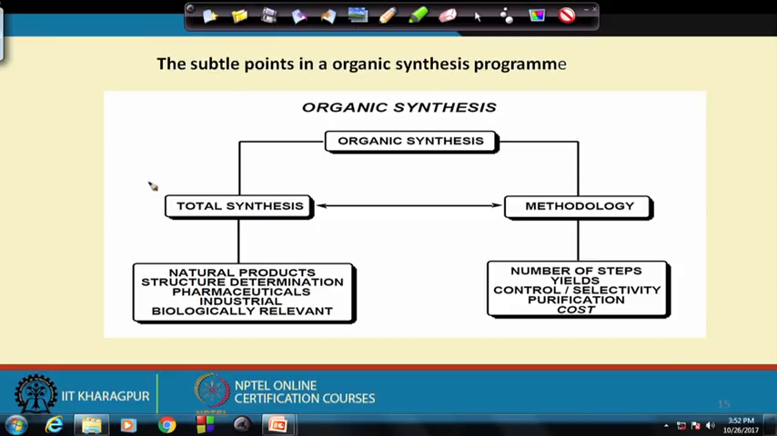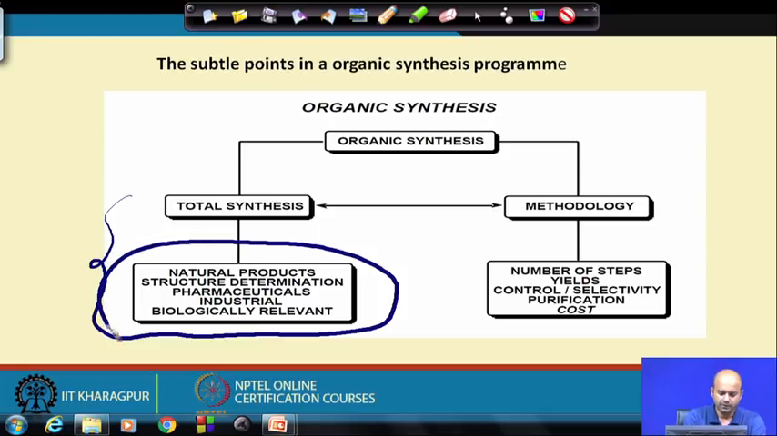Finally, as I said earlier, the target molecules of total synthesis can be anything. This could be a natural product, where you can take the help of structural determinations, or life saving drugs or pharmaceuticals, or industrially important compounds like pesticides and herbicides, and they are biologically relevant. Definitely all the target molecules should have biological significance. Simply making a compound as an academic pursuit, if it does not have biological importance, probably our effort is not that much counted.